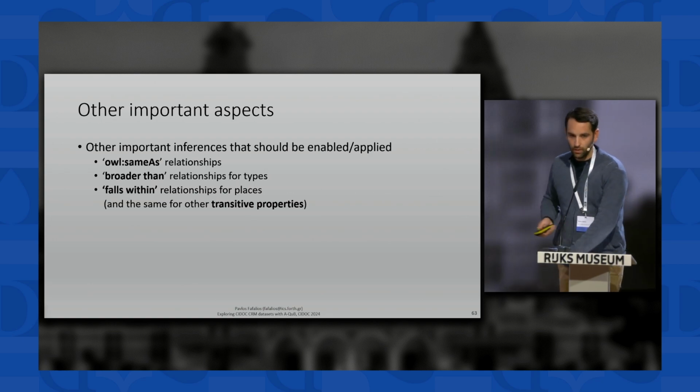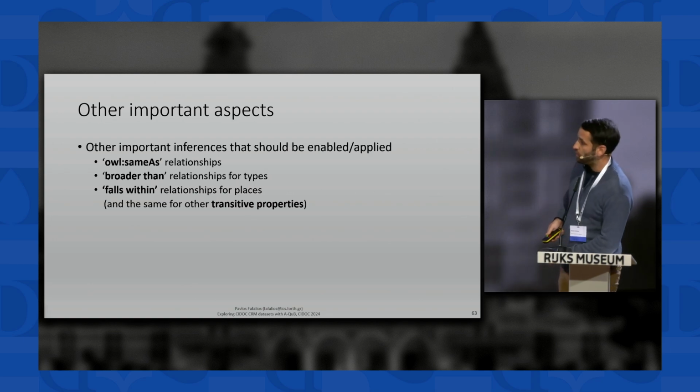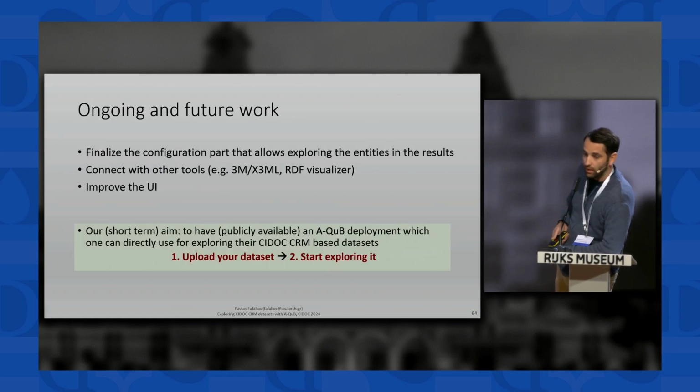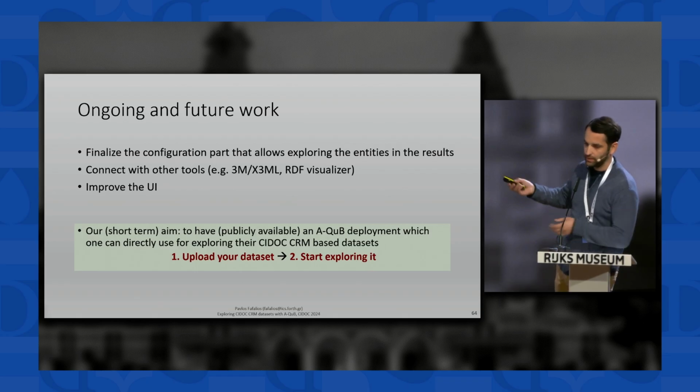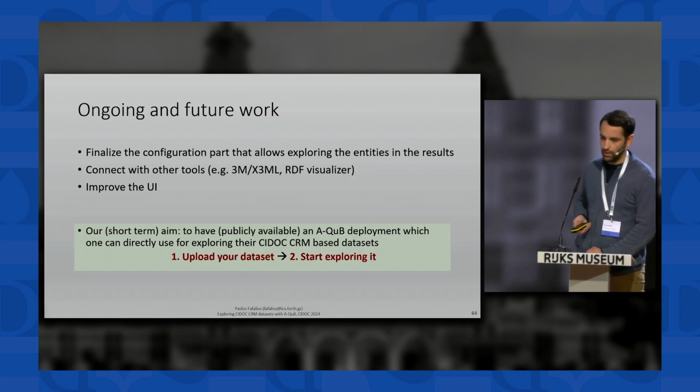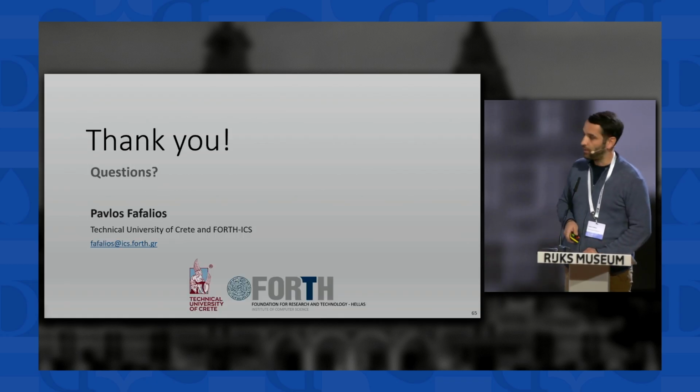Another important aspect to close: inferences that should be enabled are same as, broader than, falls within, and in general, all the transitive properties. And so our short-term aim is to have a publicly available deployment of this system so that anyone can directly use it for exploring CIDOC CRM datasets. So we upload the dataset and we start exploring it. And this is ongoing work. So thank you very much.